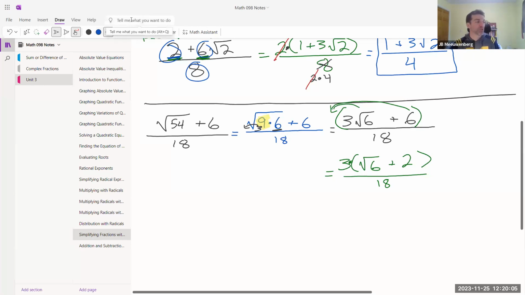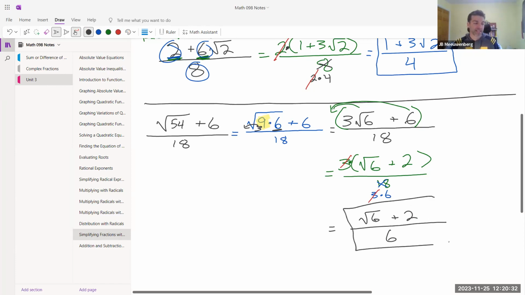If it helps you to rewrite the 18 as 3 times 6, you can see what actually cancels, then do it. Cancel the 3 with the 3. And what we're left with is radical 6 plus 2. We don't need the parentheses anymore because there's nothing out front. And on the bottom, we're left with a 6. And that's all we can cancel. We can't cancel these. We can't cancel these. This is it.